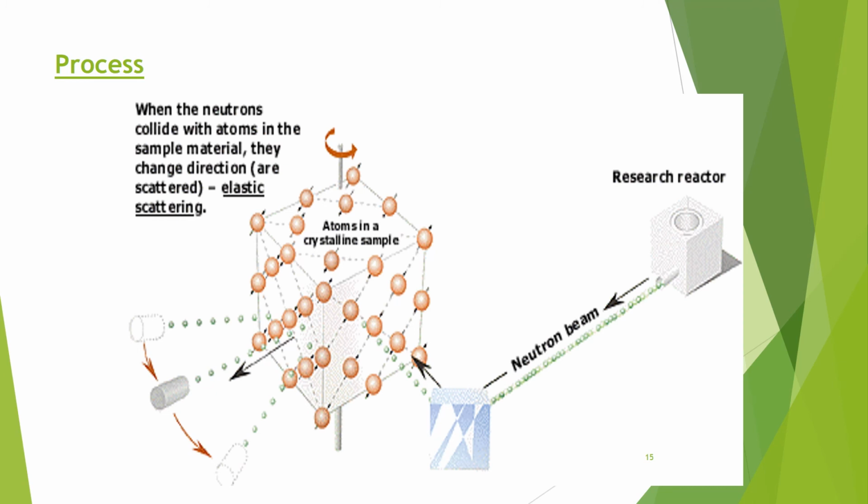After passing through the sample and after scattering from the atoms present in that sample, these are then collected by the detectors, and then after collection of the neutron diffraction pattern, different kinds of software are used to determine the structure of a crystalline sample.